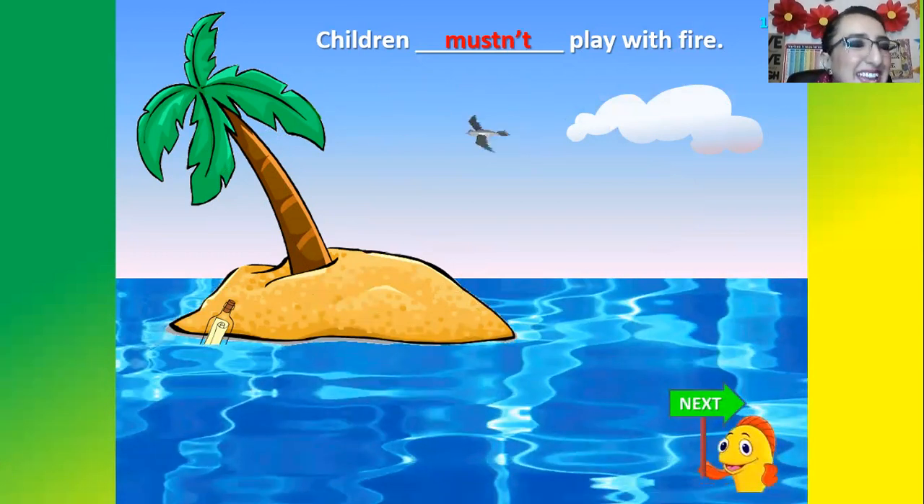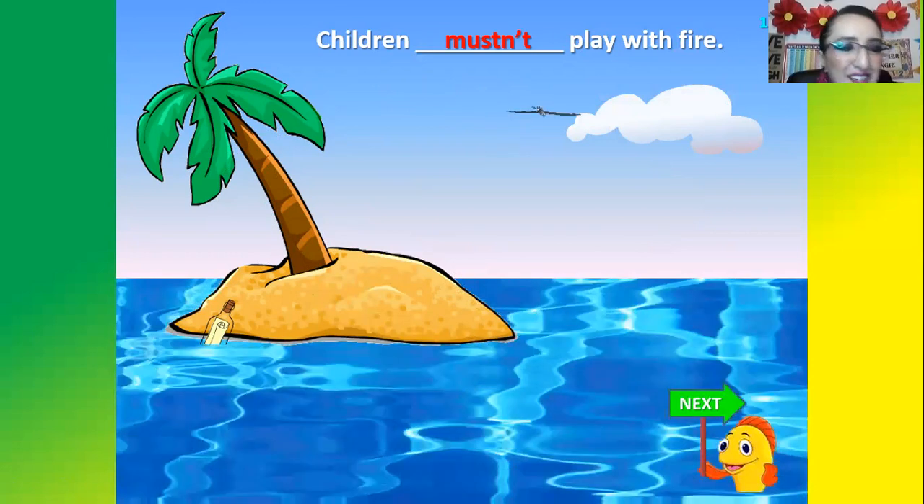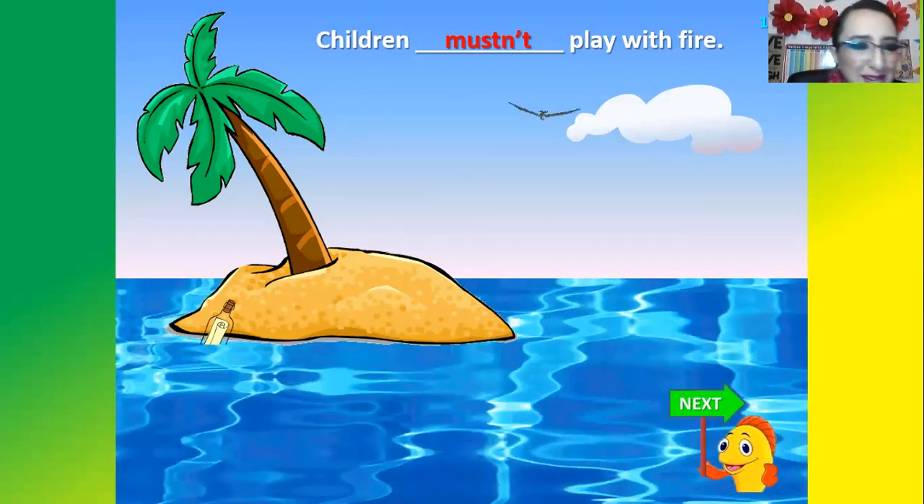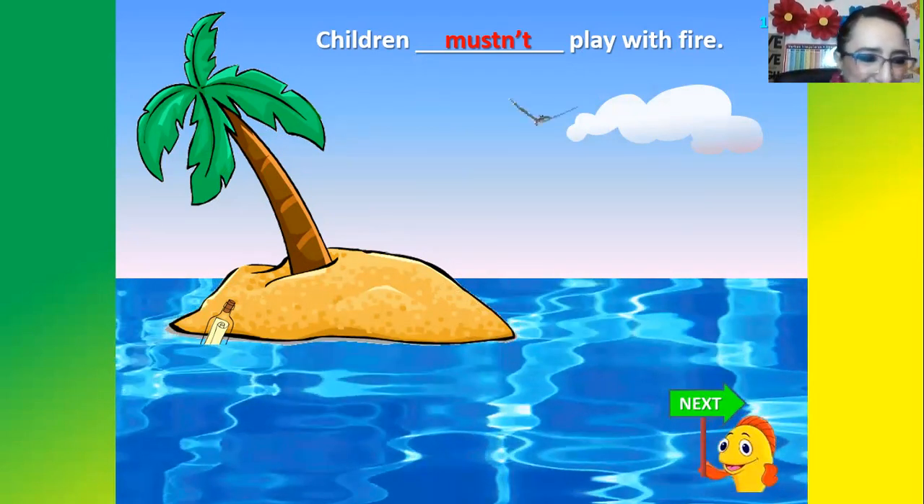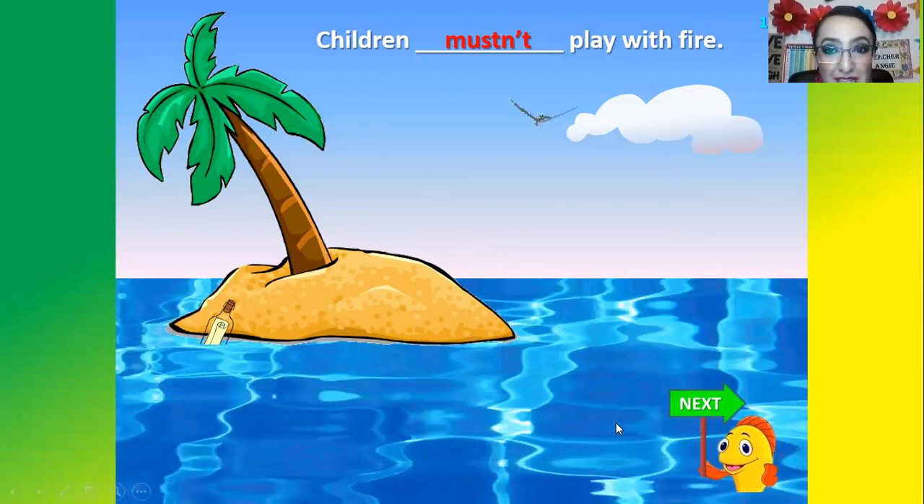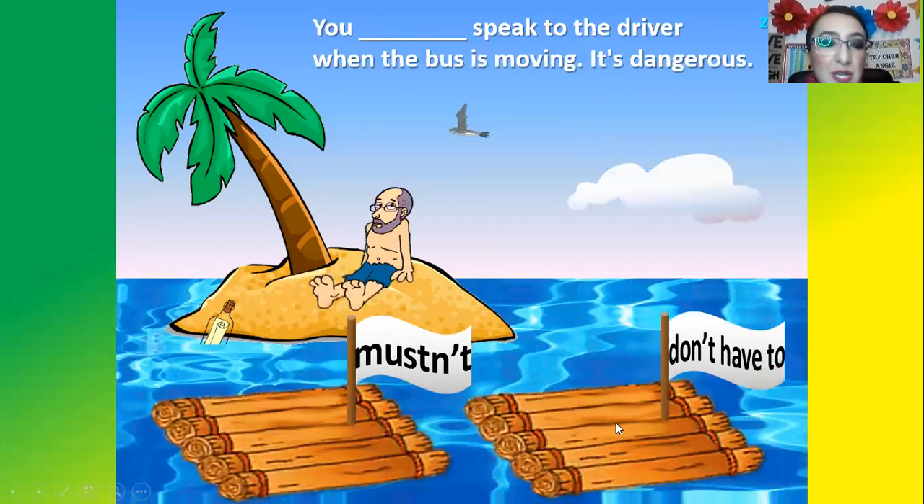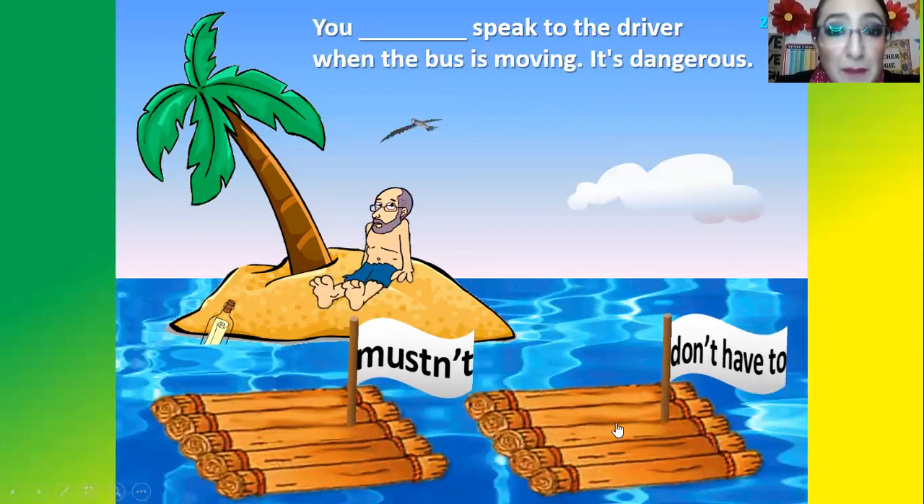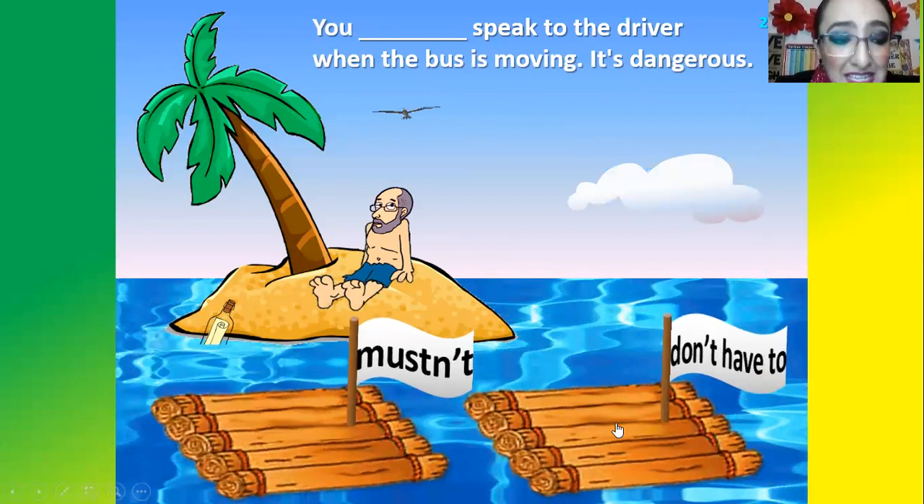Mustn't, no deben de jugar con fuego. ¿Sale? Está prohibido. Next. You speak to the driver when the bus is moving. It's dangerous.